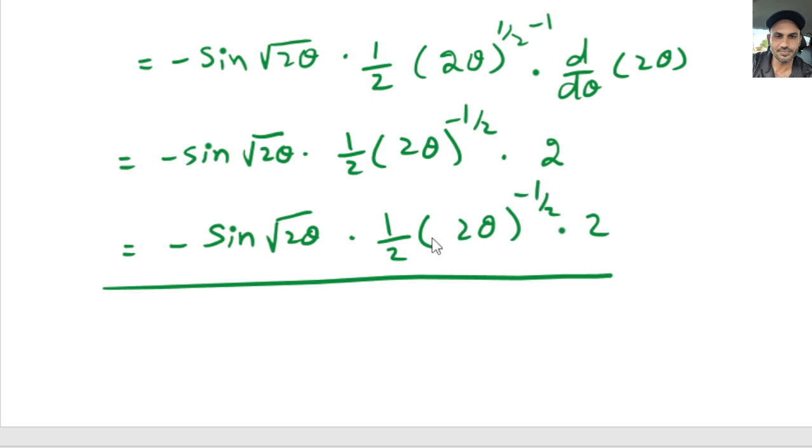You can simplify it further if you want to. You can cancel this 2 with this one, and you will get negative sine of square root of 2 theta times 2 theta to negative 1/2. So this is our final answer.